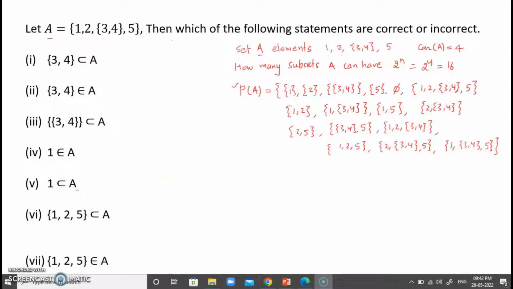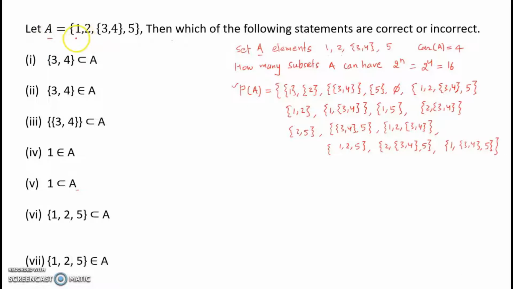Hello everyone, here is another solved problem which I'm going to discuss from set theory. If you look into this particular problem, it is clearly mentioned that there is a set A which has certain members: 1, 2, {3, 4}, 5. So {3, 4} is a smaller set which is a member of A, along with 1, 2, and 5. And which of the statements is correct or incorrect?